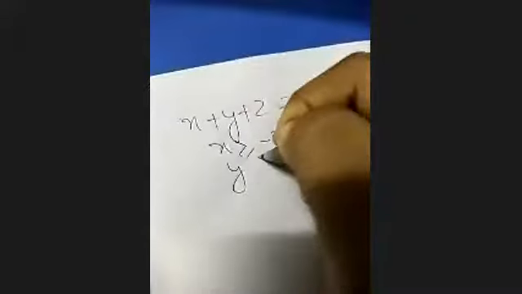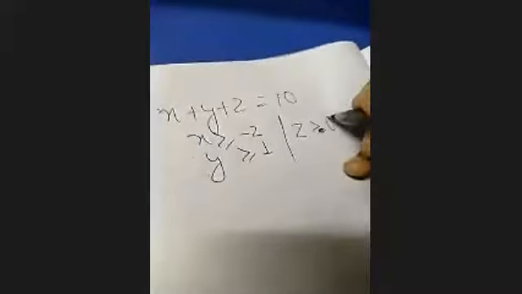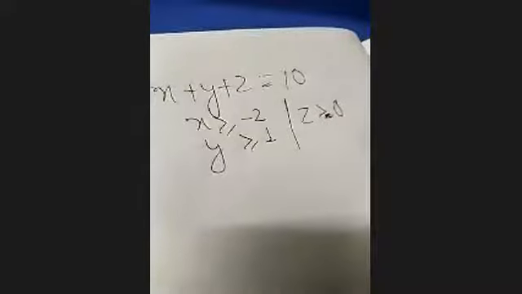Let me find one from my problem book. I found a good problem here. Try to do this. So it will be a bit hard. See, x plus y plus z, the same thing, equal to 10, and x is greater than or equal to minus 2, y is greater than or equal to 1, and z, there is another twist, z is greater than 0.